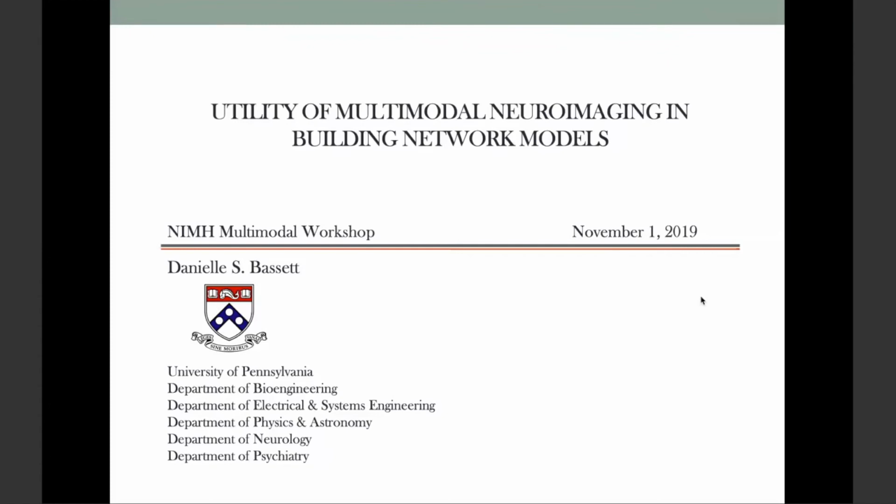Thank you. Thanks to the organizers for inviting me to this workshop. I'm really excited to be here. I think that this topic is extremely exciting, very timely, and important as we look forward in the direction of the field. So I titled the talk, The Utility of Multimodal Neuroimaging in Building Network Models.